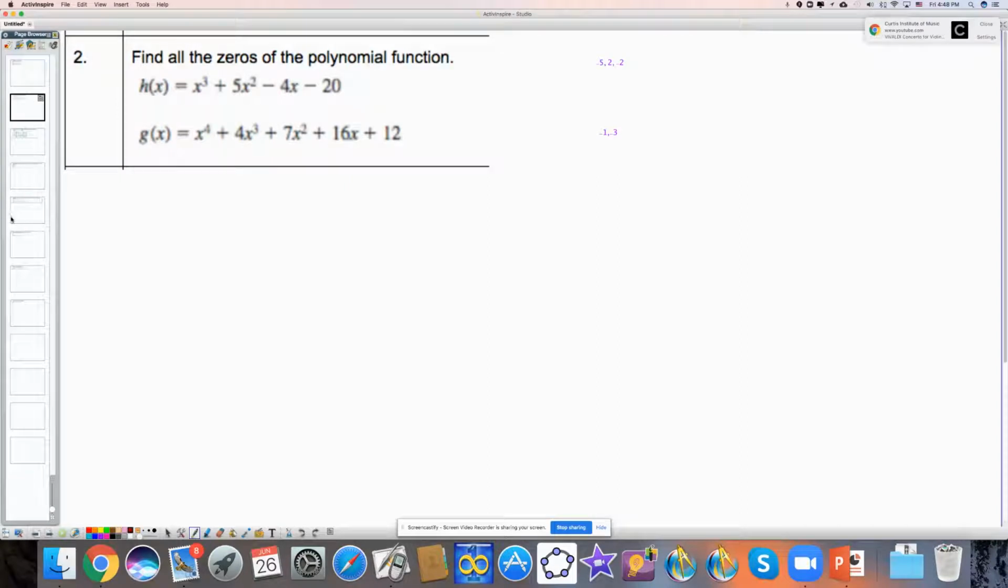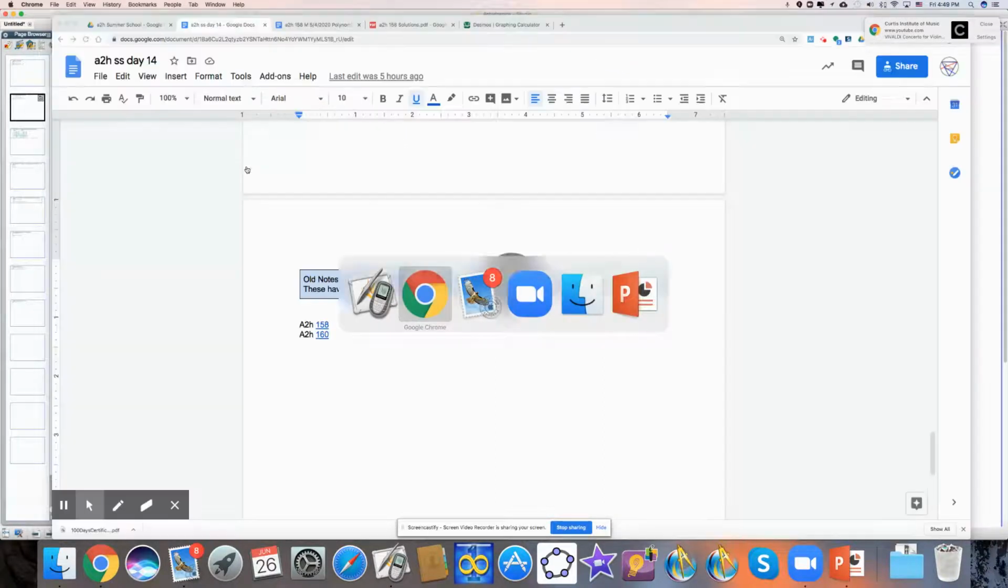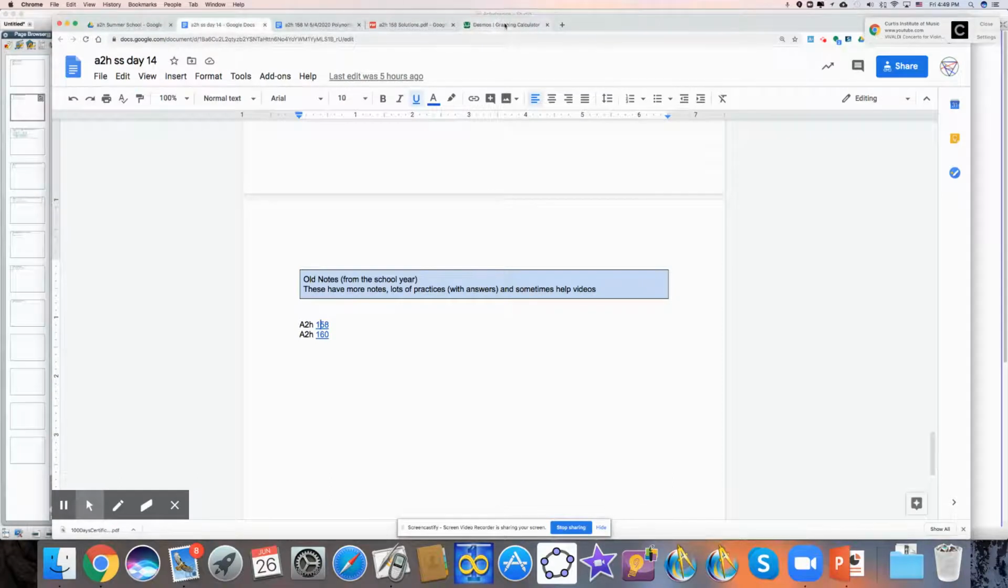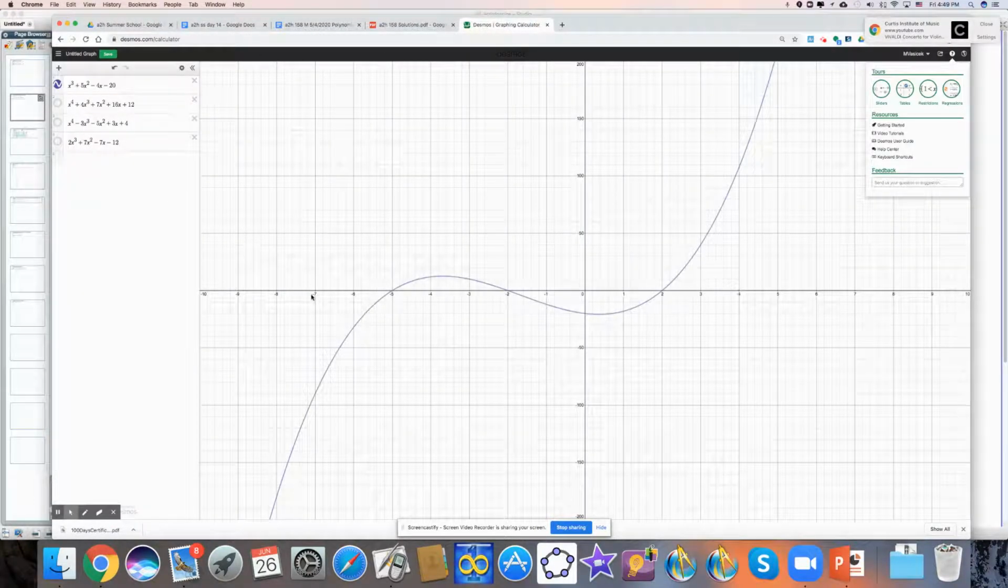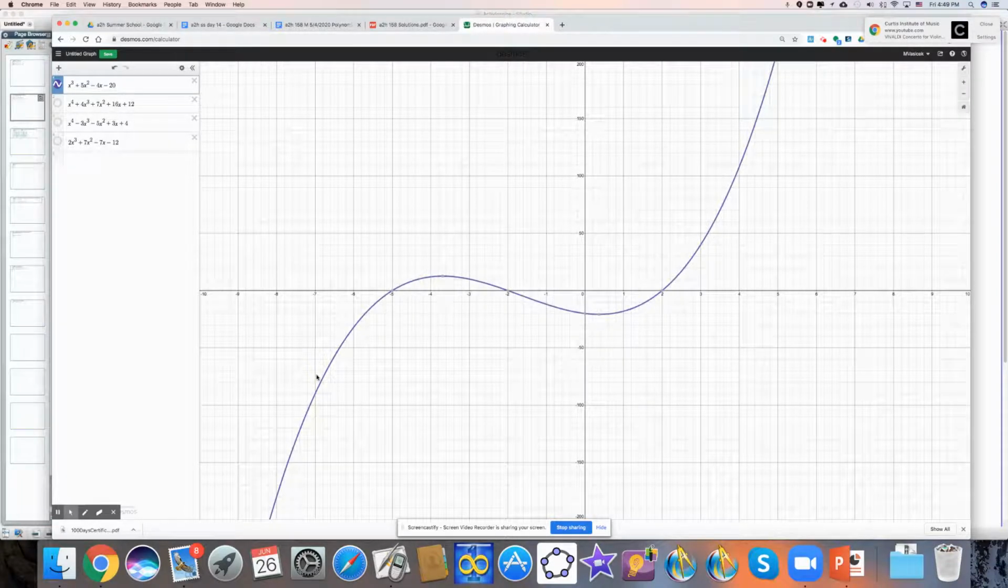Find all of the zeros of the polynomial function. One way to do this is to graph it, and I would use Desmos. So if I graph the first equation on Desmos, it looks like this. When I click on the graph itself, it highlights these points, and I'll click on them to have them come up, and they tell me what the roots are. The roots are -5, -2, and 2.